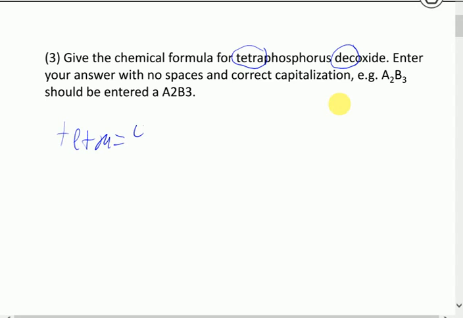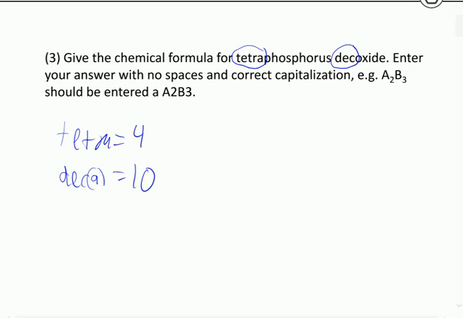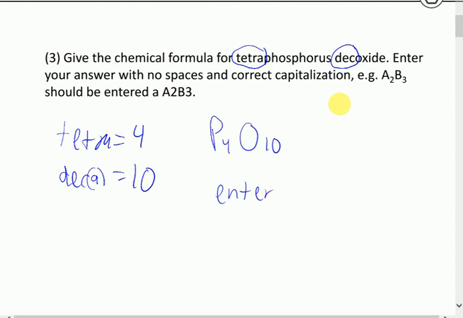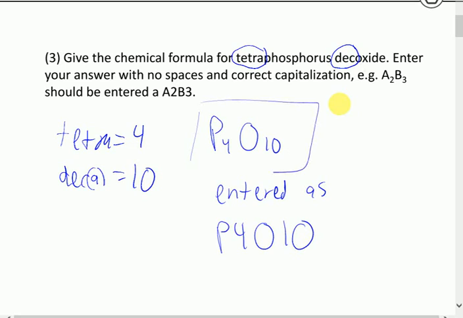So tetra is 4. Deca, which if you could have an A in it, also is 10. So deca is 10. And so that means we have 4 phosphoruses and then 10 oxygens. Now, if you're entering this into Blackboard, of course, we don't do subscripts in Blackboard. Just write P4O10. Okay, but that's the answer.